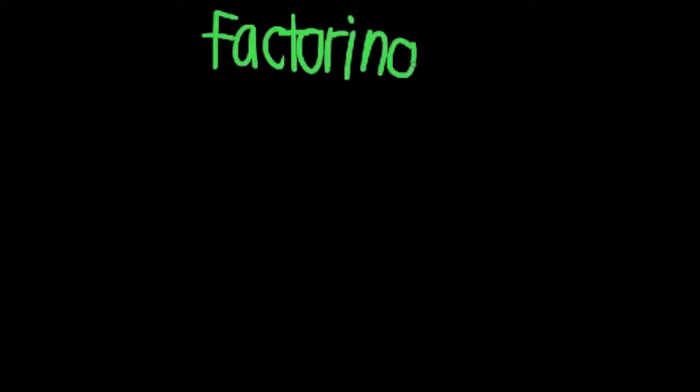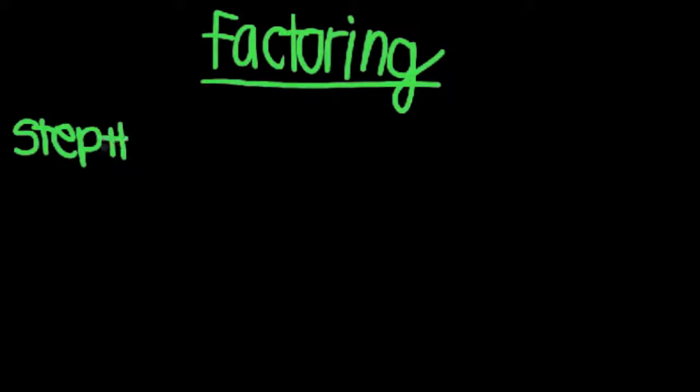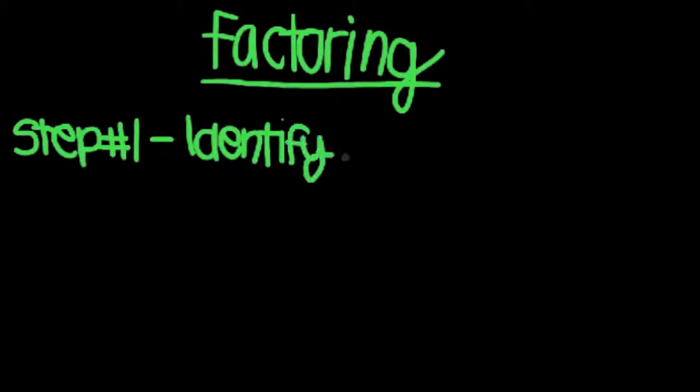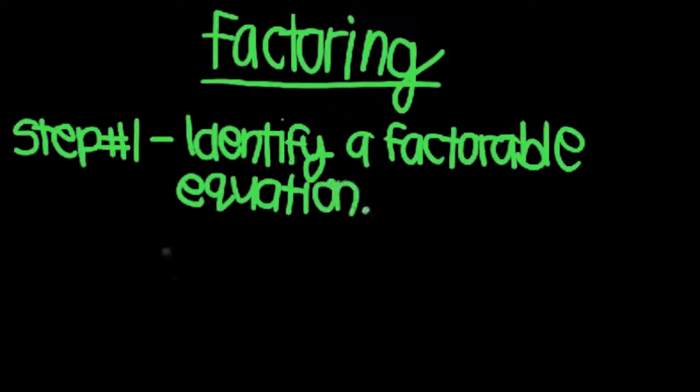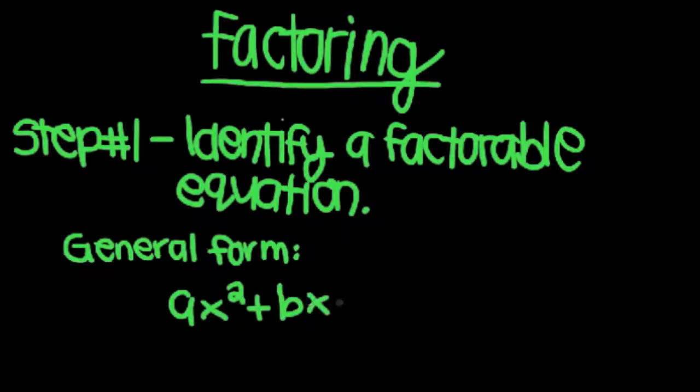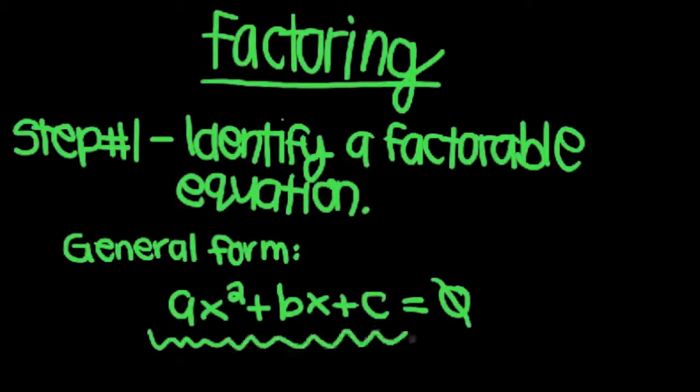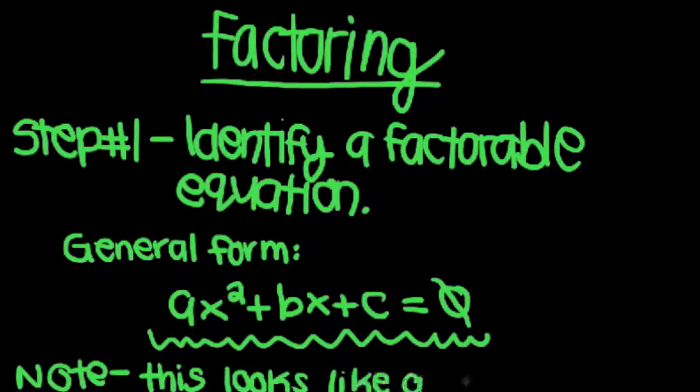Factoring. Factoring is used for simplifying rational expressions, solving for x-intercepts, graphing polynomials, and many more. The first step of factoring is identifying a factorable equation. The general form is ax squared plus bx plus c. This is the unfactored form, and note that it looks like a quadratic.